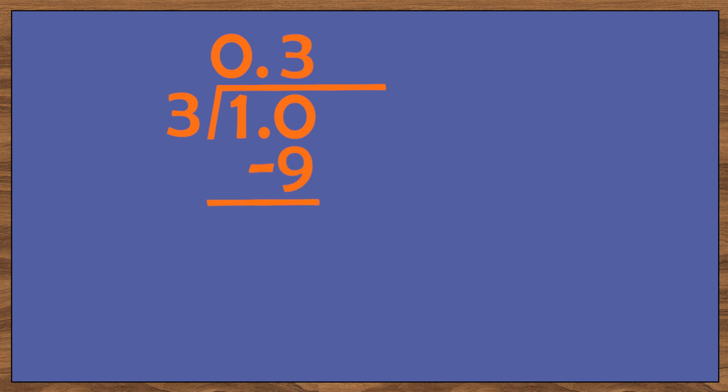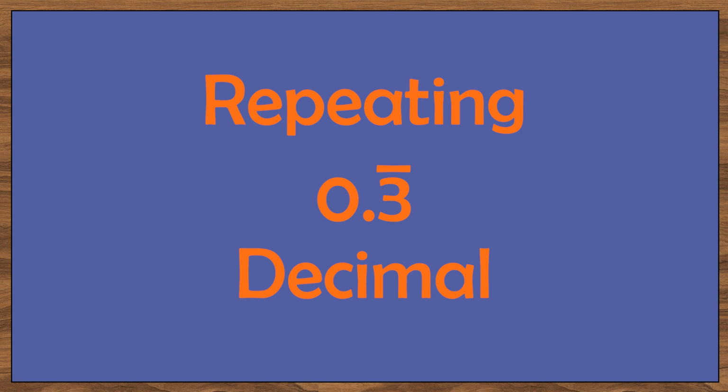To show you what I mean, I'll try using long division to find the answer. No matter how long we keep dividing, another 3 will be added to the end. To show this, we just write 0.3 with a line over the 3. This is what we call a repeating decimal, because it repeats forever.